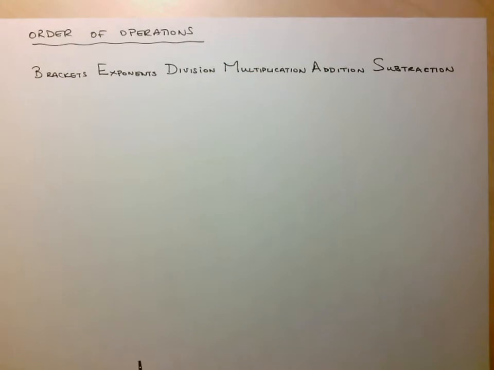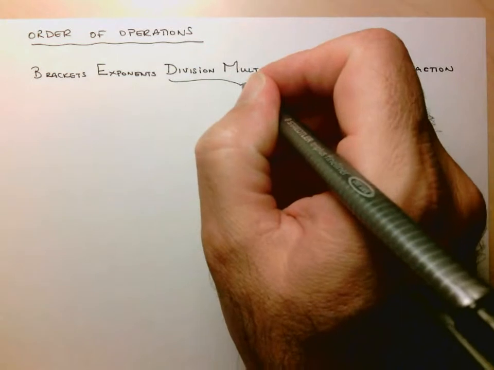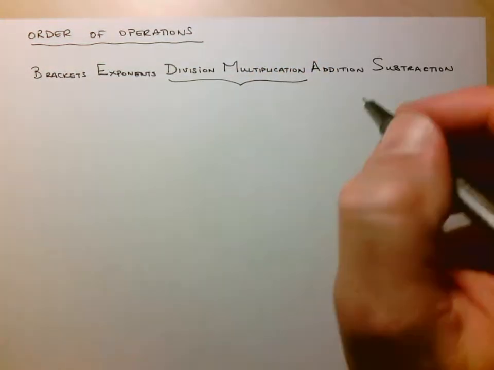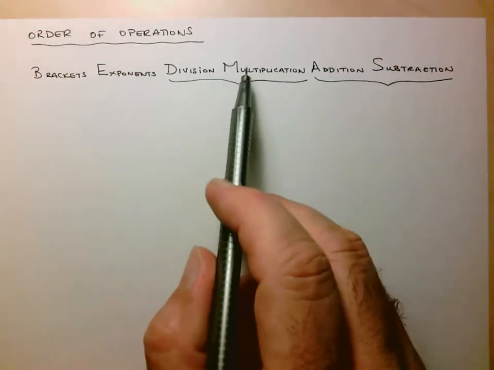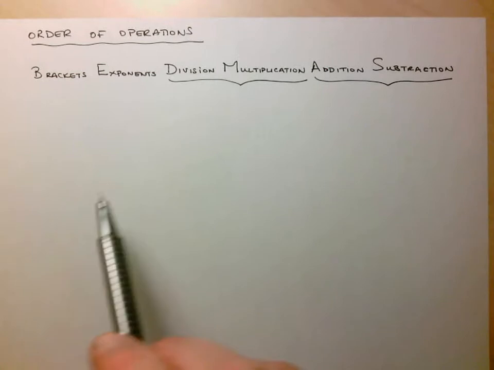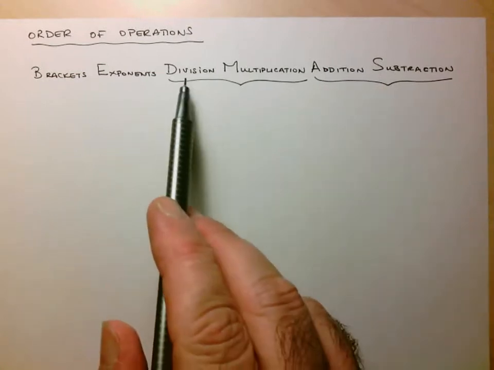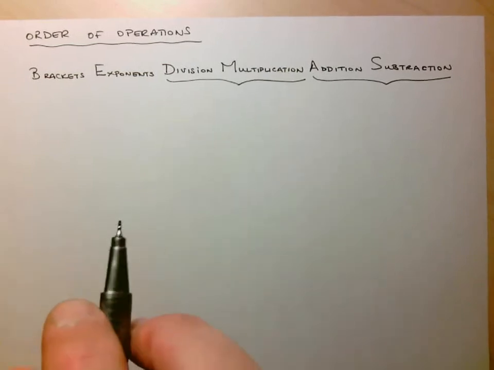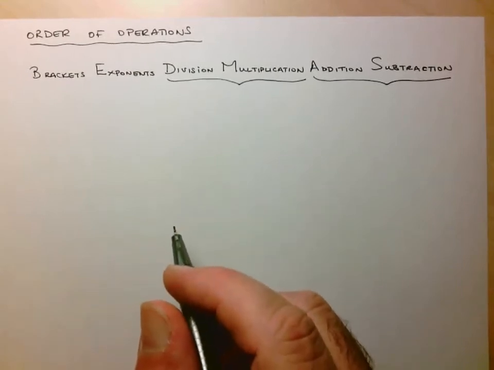One thing I want to bring your attention to is that division and multiplication actually have the same priority, and addition and subtraction also have the same priority. In fact, division and multiplication are connected operations, as are addition and subtraction. We essentially just use this order because it makes a nice word to help us remember. So let's take a look at an example where we have multiple operations.